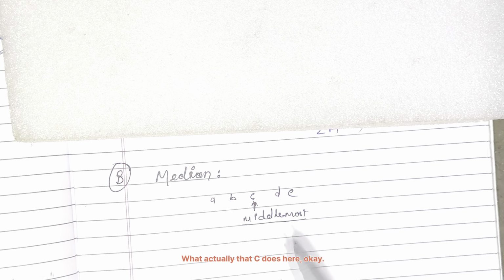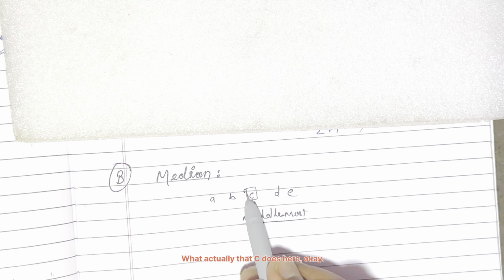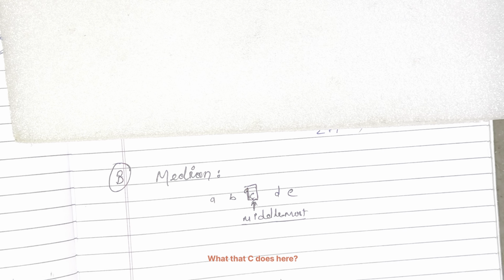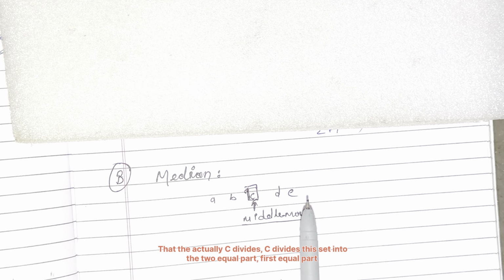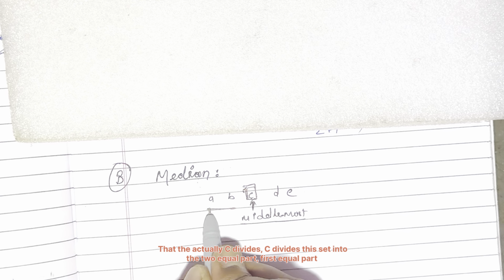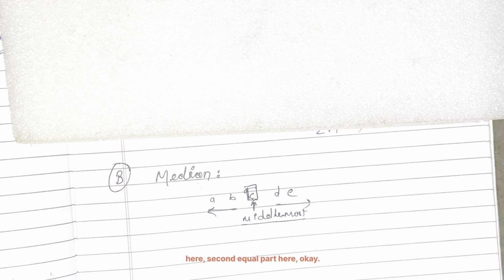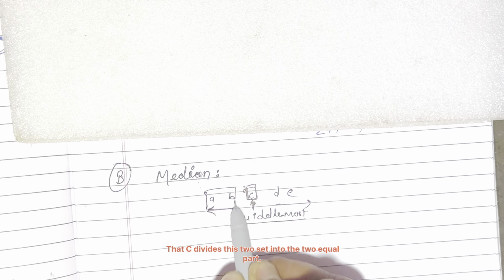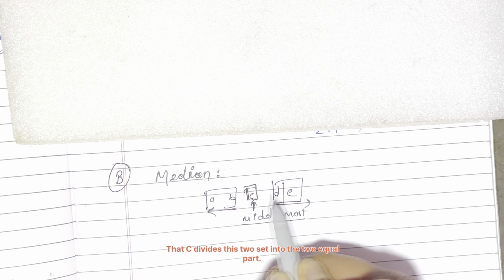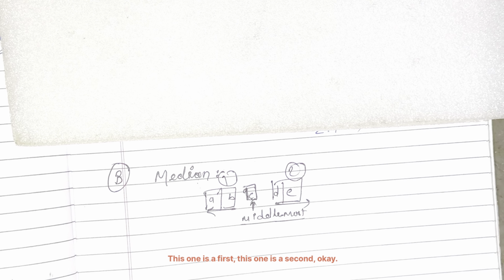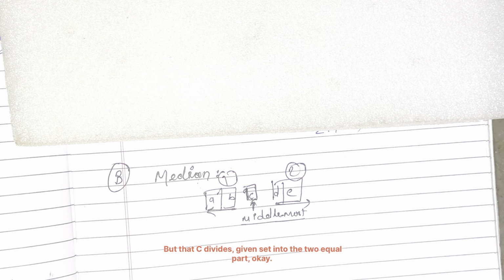What does that C do here? C divides the set into two equal parts: the first equal part here, the second equal part here. C divides the given set into two equal parts. That's why we consider it the middlemost value.